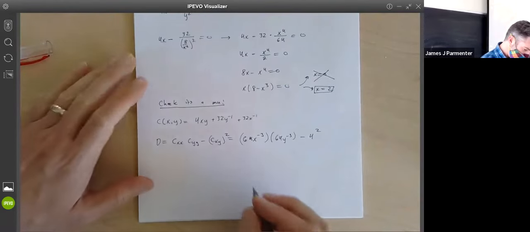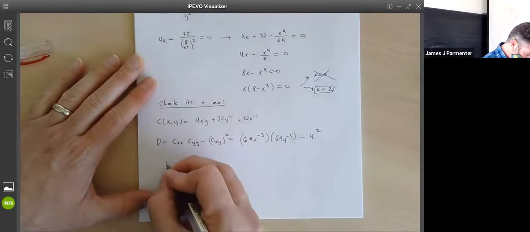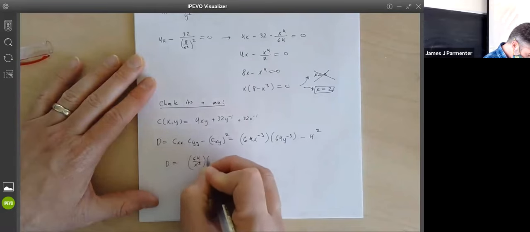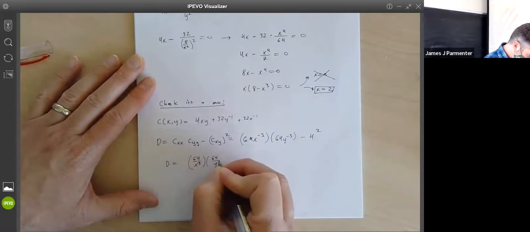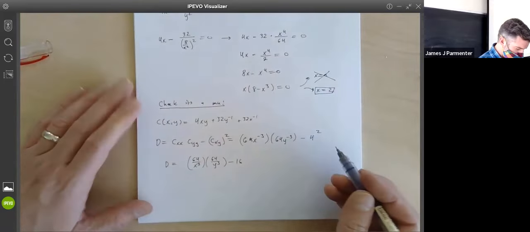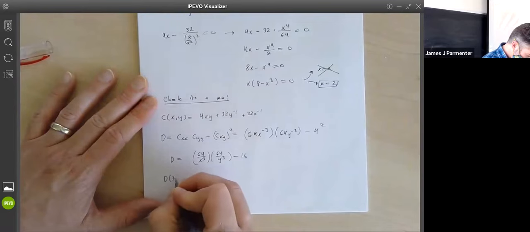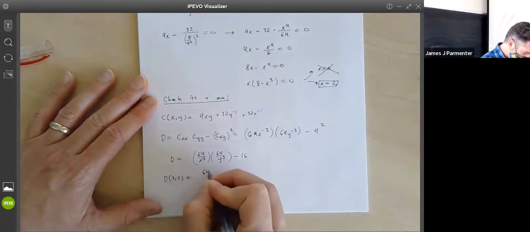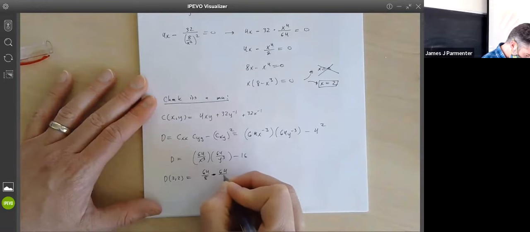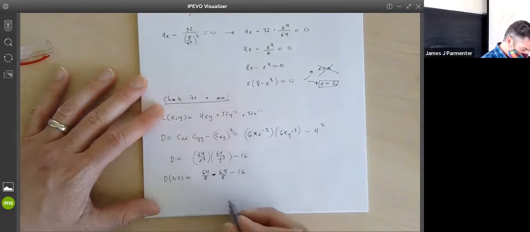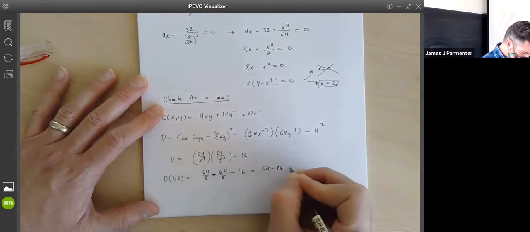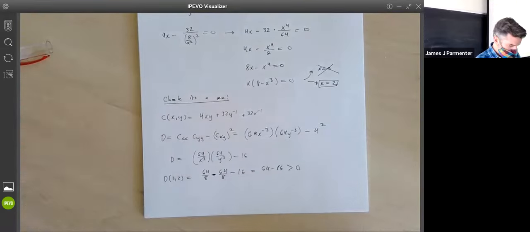Great. So here's what I've got. My D is 64 over x cubed times 64 over y cubed minus 16. And I'm going to plug in the critical point (2, 2). So I'm going to get 64 over 8 times 64 over 8 minus 16. That's 8 times 8, which is 64, minus 16, which is definitely positive. So it's positive.